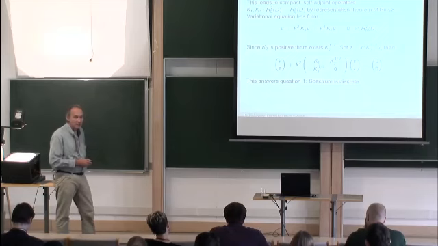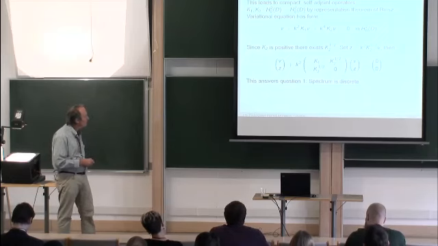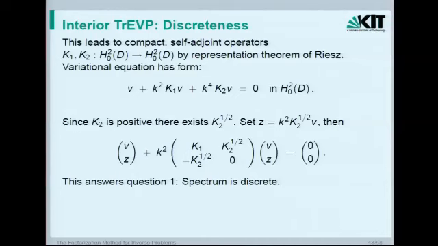The spectrum is discrete because these operators are all compact here, and this is an ordinary eigenvalue problem for a compact operator, right?